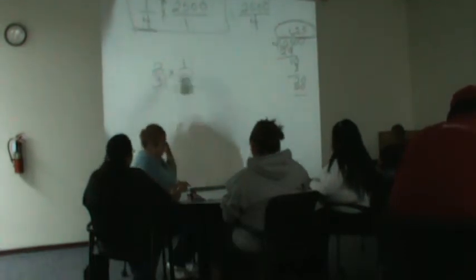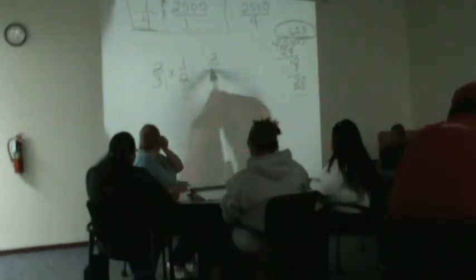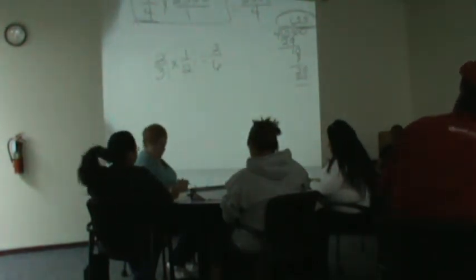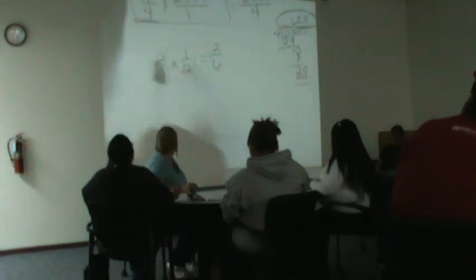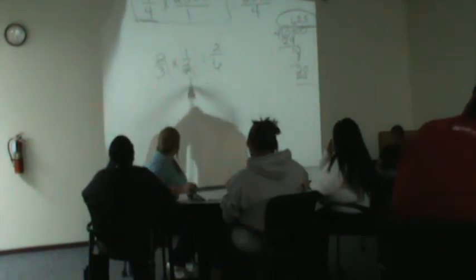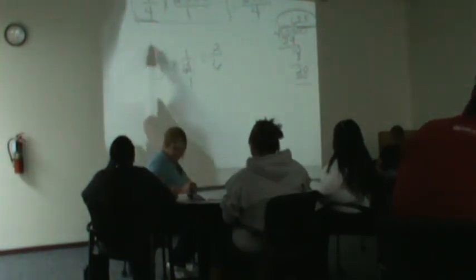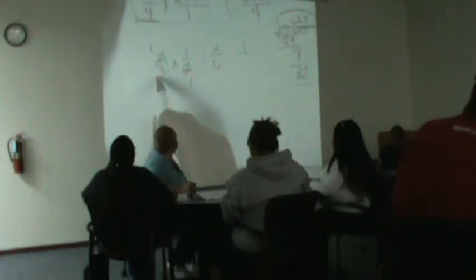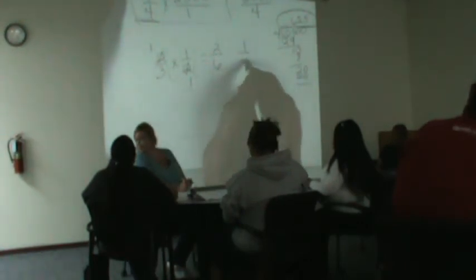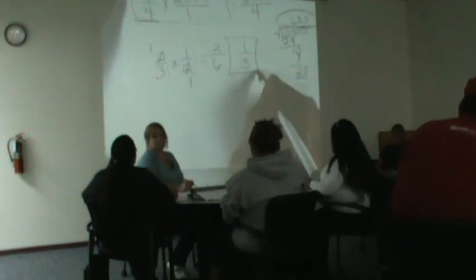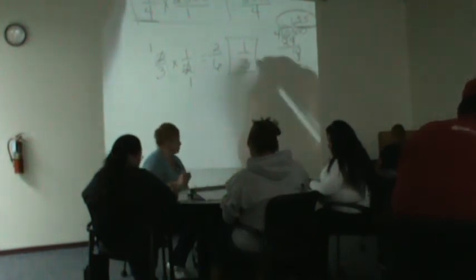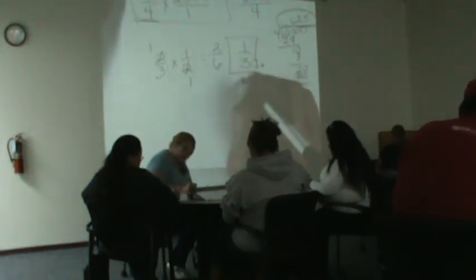Okay, 2 times 1 is 2, 3 times 2 is 6, or whatever. You could cross cancel, divide by 2, divide by 2. 1 times 1 is 1. 3 times 1 is 3. So 1/3 what? Cups. Cups of flour. Right, 1/3 cup of flour.